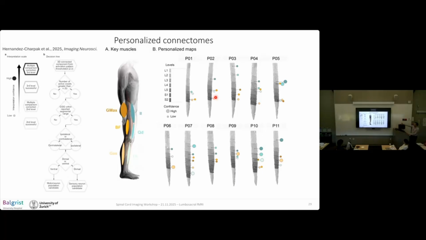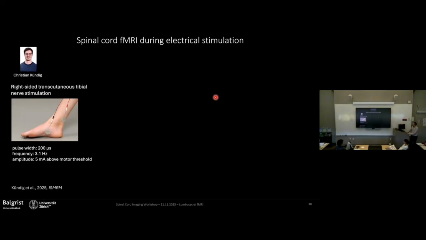What you can see is that it's quite variable across participants, and they concluded that delineating a reliable innervation map for all muscles and participants is still challenging, but more robust acquisitions would help. But they provided a recipe for how to make sense of these subject level results.